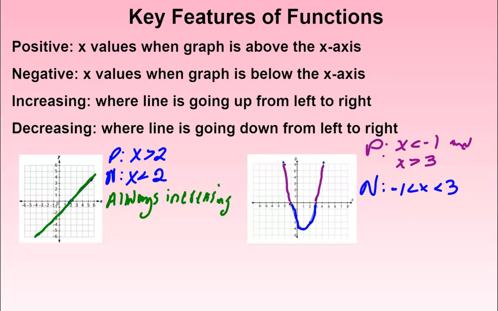And then the increasing and decreasing parts. From this point, this is decreasing. When does it decrease? Here's where I'm going to look at my axis of symmetry. The axis of symmetry cuts the parabola in half when x is at 1. So it's decreasing when x is less than 1, and it's increasing over here. So right here it's increasing. So it's increasing when x is greater than 1.